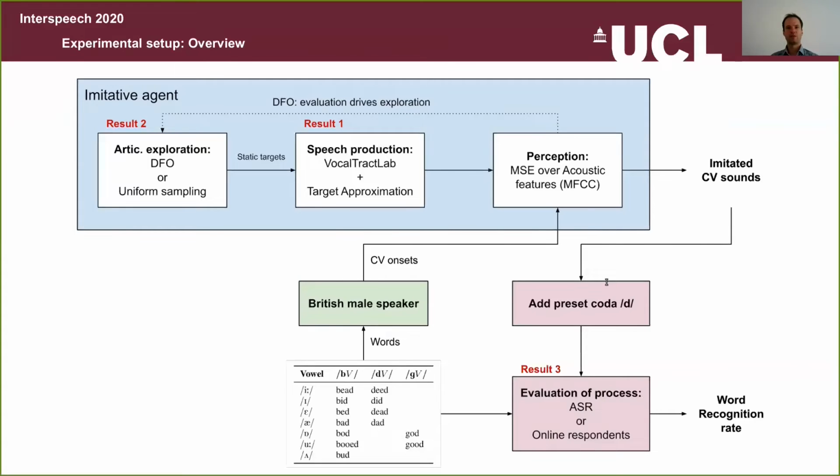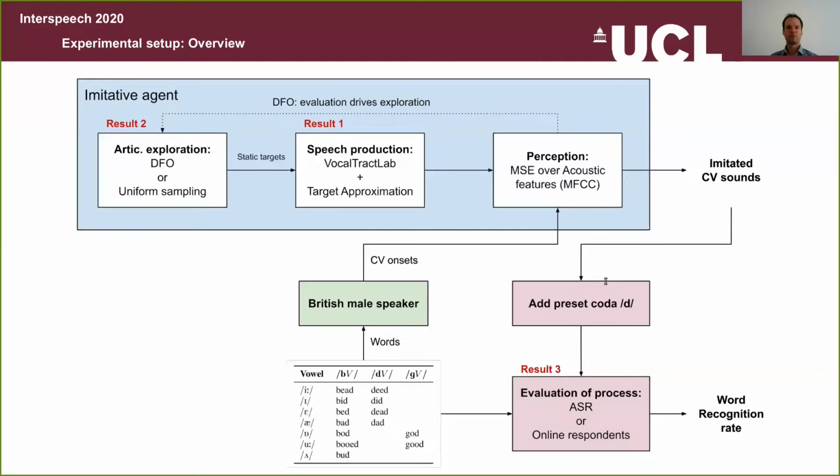Articulatory exploration was implemented as sampling of static targets either uniformly or driven by the optimization algorithm and objective function. Speech production from these targets was implemented by converting them into articulatory trajectories, driving the Vocal Tract Lab synthesizer, as we will describe in the next slide. And finally, the objective function was the mean squared error between the acoustic features of the input and produced speech. Here we used mel-frequency cepstral coefficients and did not implement visual or tactile feedback.